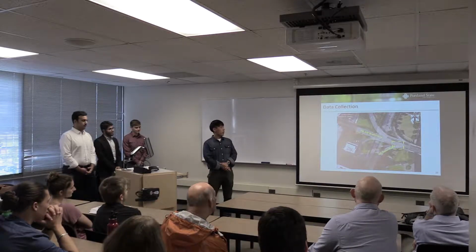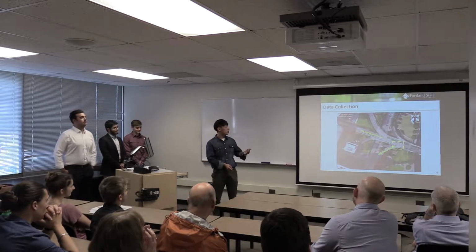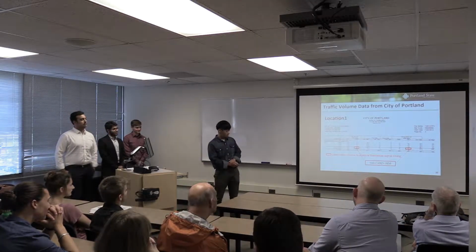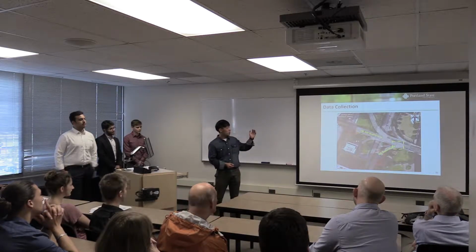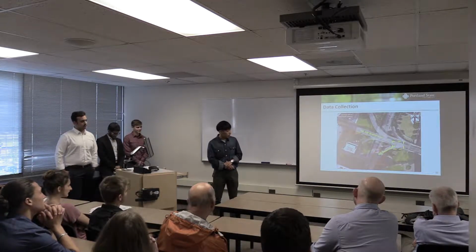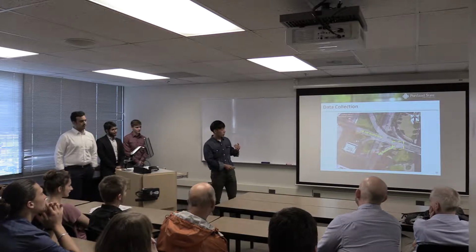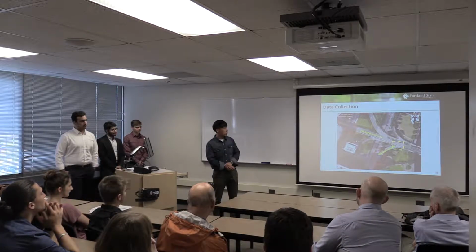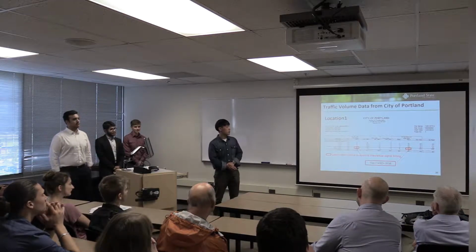Before we calculate our signal timing, we obtained our traffic volume data from location 1 here, which is the intersection between the Madison and the 1st Avenue. And then we also collected our traffic volume data on location 2 from NATO Parkway approaching to Hawthorne Bridge. So here's the data table we got from City of Portland.